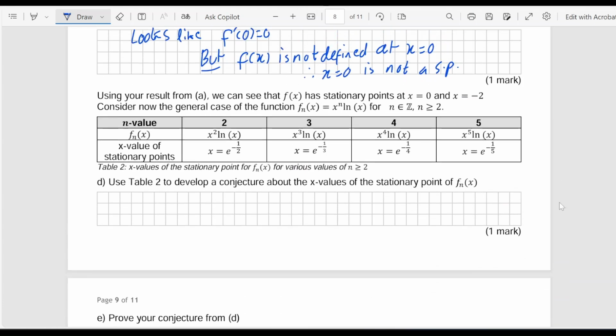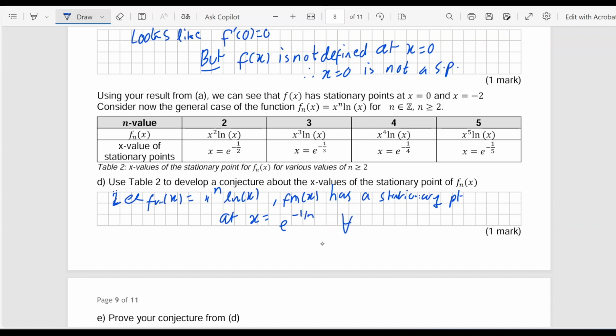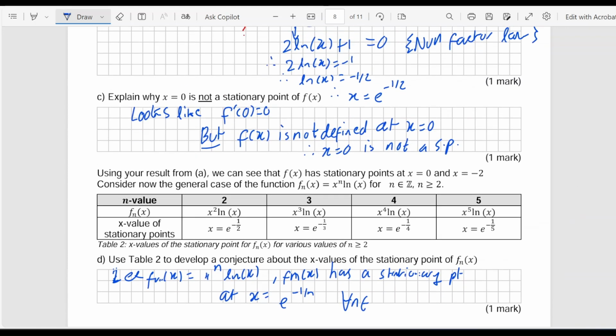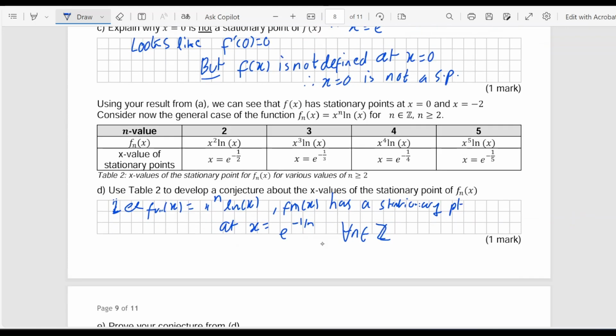Okay, we've got this here. We can develop a conjecture. So the conjecture is going to look like this. Let fn of x be x to the n log of x. Fn of x has a stationary point at x is e to the minus 1 over n. That's a conjecture there. And then for all n in, well, we're dealing with z with n greater than 2, just like that.